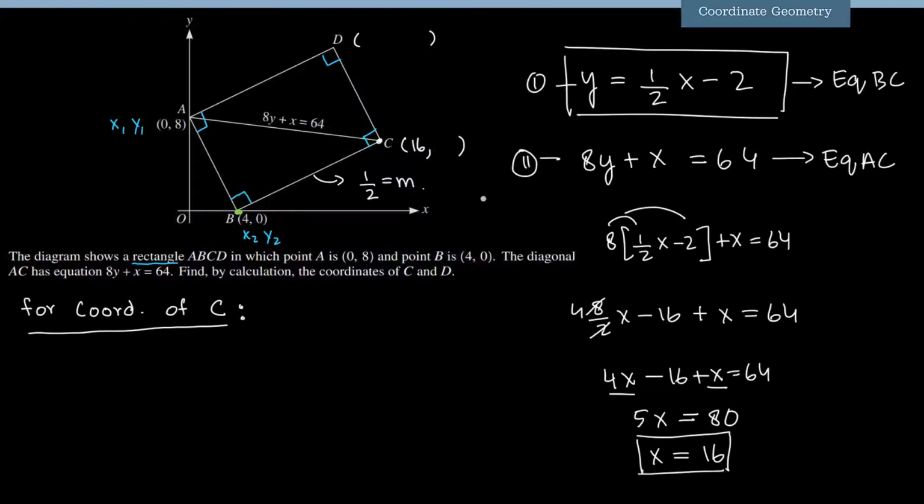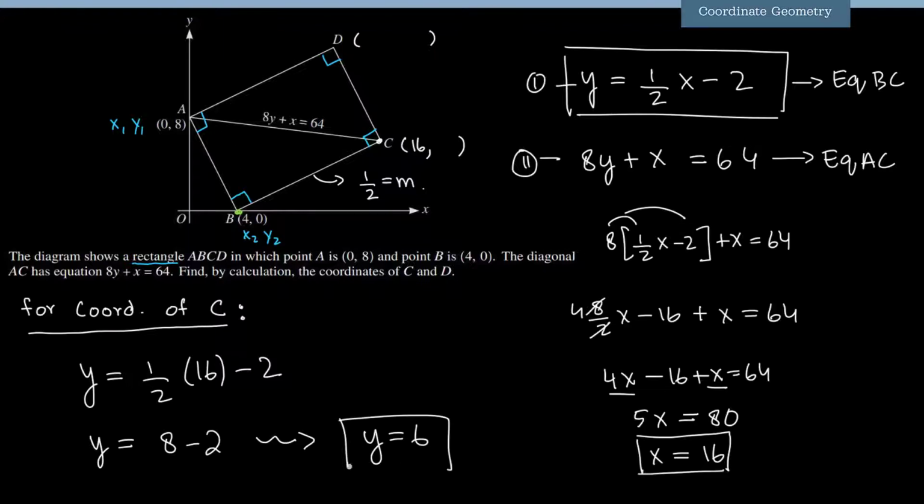For the corresponding y coordinate, I am going to substitute this value of x in either one of these two equations. Equation 1 is simpler, so I'll put this in equation 1. So 1/2 times 16 minus 2, and I'll get y is equal to 8 minus 2, which is 6. So the y coordinate is 6. So these are the coordinates of point C.